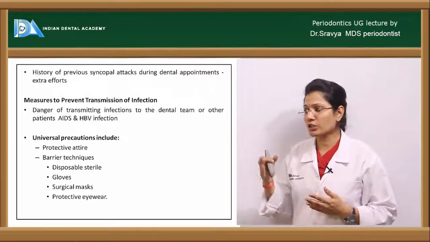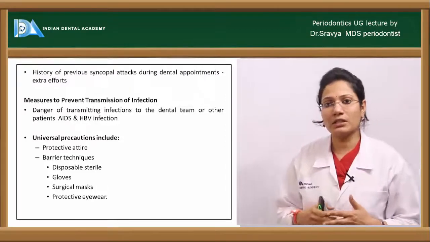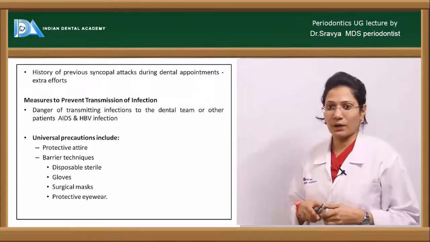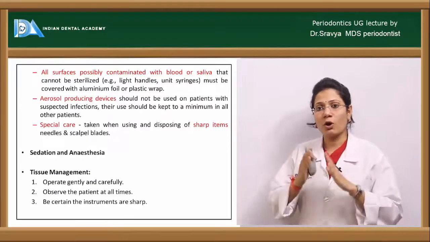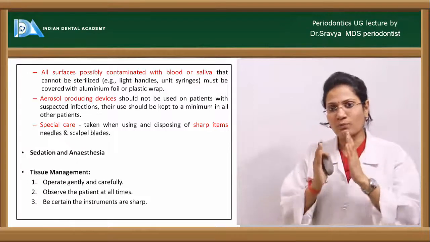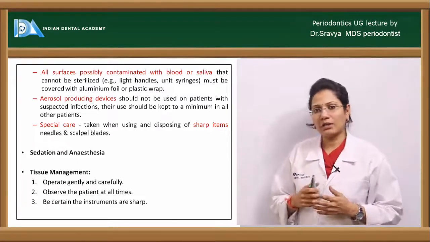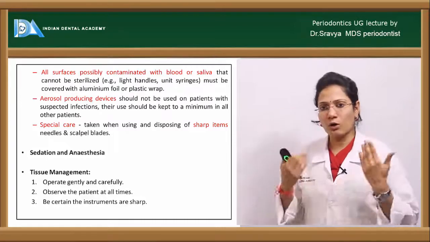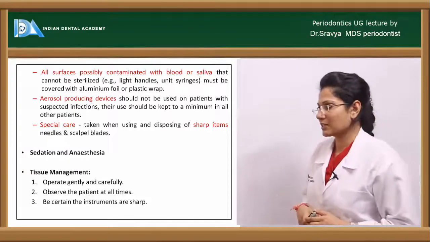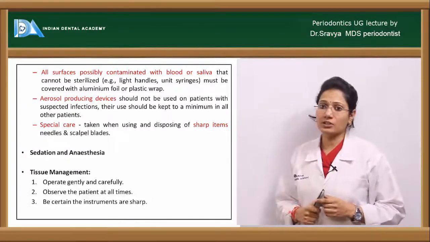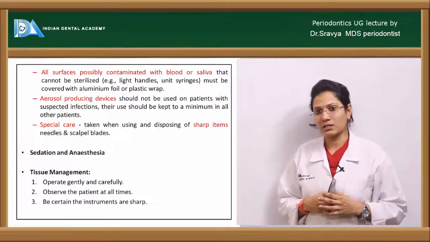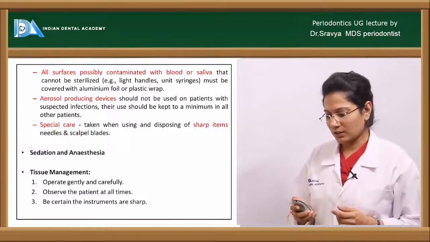The universal precautions include your protective attire and barrier techniques like disposable sterile gloves, a surgical mouth mask, and protective eyewear. Apart from that, you need to make sure that all surfaces contaminated with blood and saliva are properly sterilized. For those contaminated with aerosols, wear all the protective eyewear and keep a little distance away from the patient before you treat. Special care is also needed for sharp instruments like your needles, knives, periodontal knives, or blades, so take extra care with these.